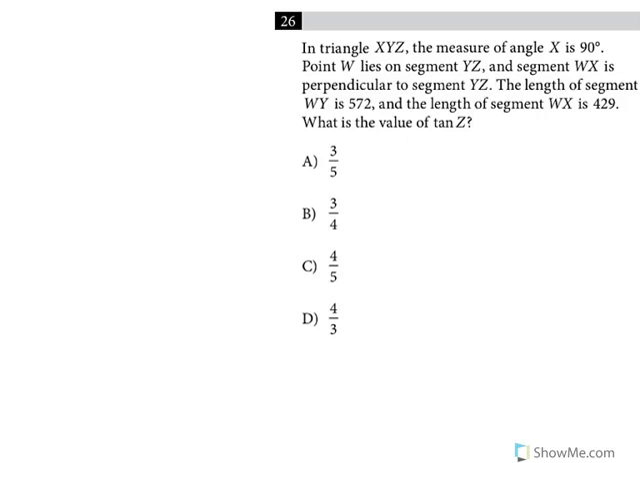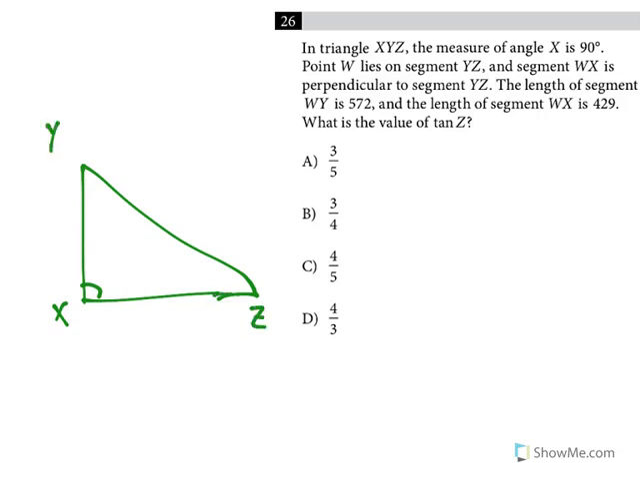All right, really typical question here on similar triangles, right? So it says we have a right angle. Now this one is a little bit tricky, right? So x is going to be 90 degrees. I don't really care so much where y and z are. And it says w is on yz. Okay, so I'm going to throw w on yz, and WX is going to be perpendicular to YZ.